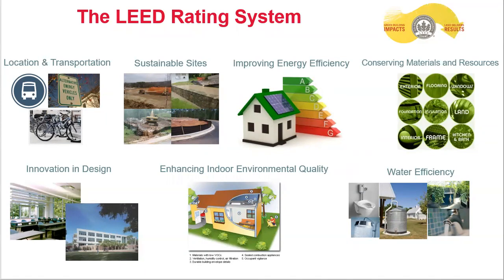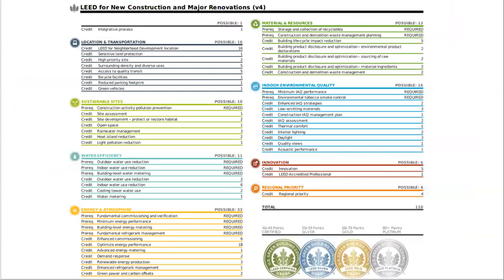First, I'm going to talk about the ones that are only related to the building itself, and then we will also add location, transportation, and innovation in design on top of that. So basically, this is how your LEED certification scorecard looks. There are many different versions of it. This one is only for LEED new construction and major renovations for commercial buildings.